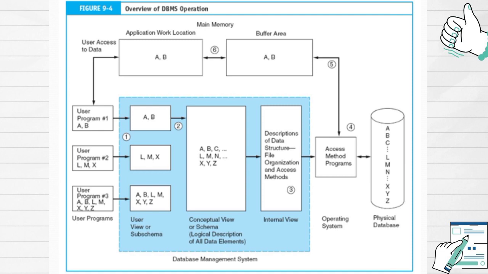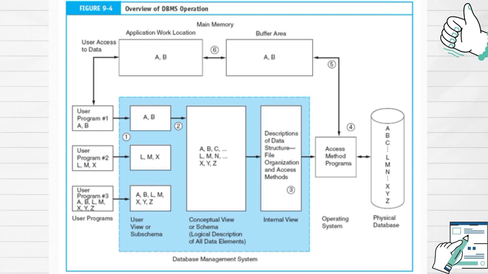Second, the DBMS analyzes the request by matching the data elements against the user view and conceptual view. If the data request matches, it is authorized and processing proceeds to step 3, which is the description of data structure, file organization, and access methods. If it does not match this view, the access is denied.